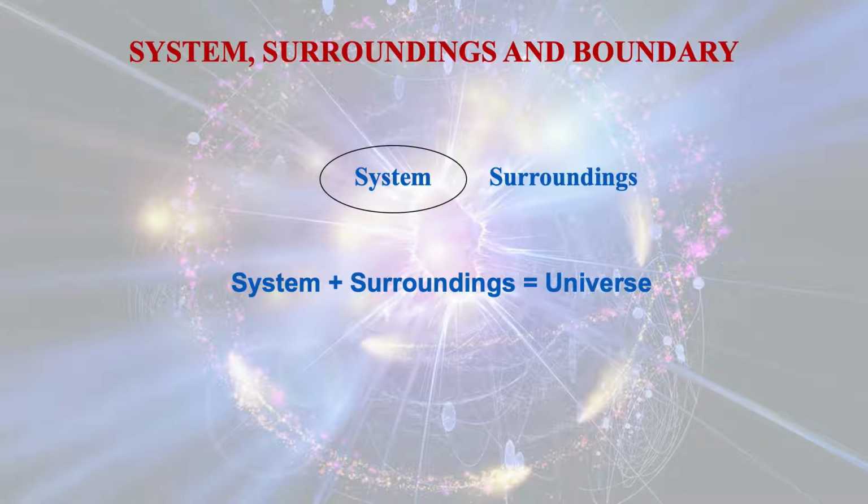Now, we will concentrate on some very important terms like system, surroundings, and boundary. A system may have a fixed amount of mass or a fixed volume. If the mass is confined in a system, that is known as a closed system, or we call it control mass. The system is surrounded by a boundary, and outside the boundary we call it surroundings. System plus surroundings is known as the universe.